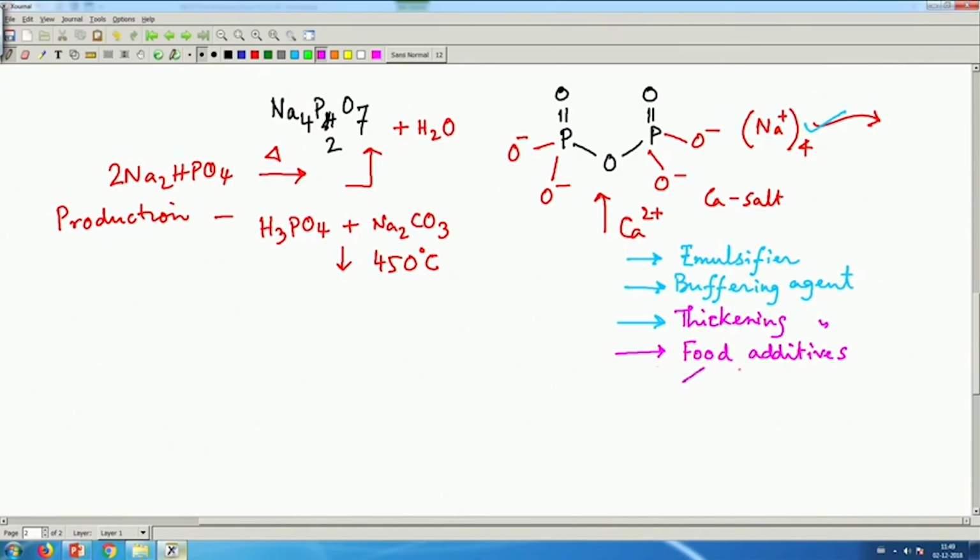So, where we use these food additives, basically we use them in making chicken nuggets, in making pudding, and in storing crab meat. So, these are very useful applications of this material.